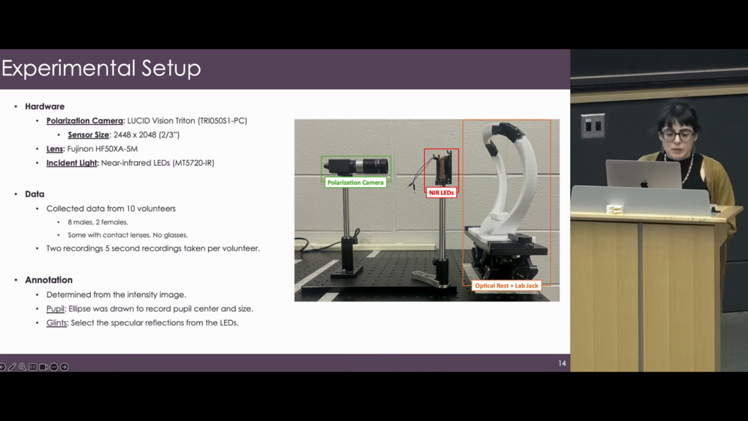And we tried to vary the eye colors as much as we can, but with such a small sample, you don't get that much. And for the purposes of benchmarking, from the intensity image, we drew an ellipse around the pupil and marked the pupil center. And then for the glints, we just marked the specular reflections from the LEDs.